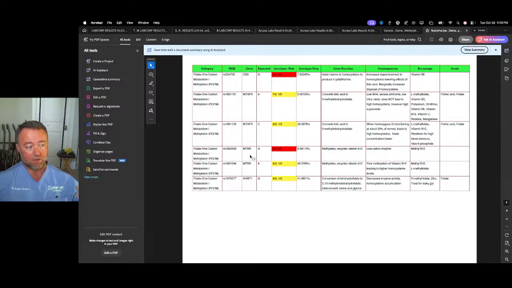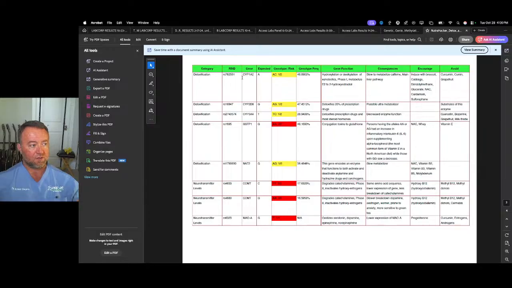MTHFR, MTRR, Schmidt genes, Schmidt 1. What are the other ones? We've got some detox genes, right? The CYP family of genes, CYP 1A2, CYP2D6, CYP3A4, the GSTP1, this is a detox gene, and so on and so forth, right?